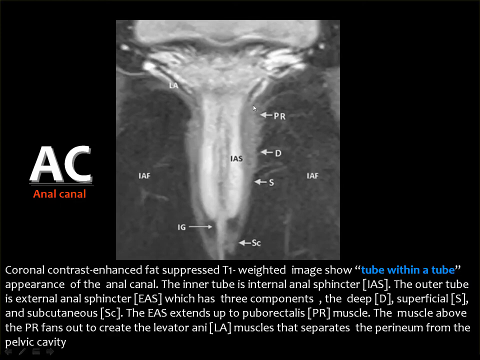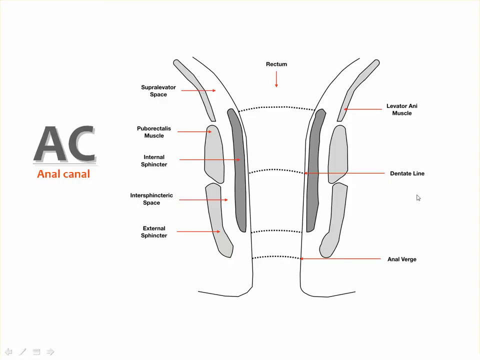And above you got the puborectalis, and above the puborectalis you got the levator ani muscle. The external sphincter is composed of three parts: the deep part, the superficial part, and the subcutaneous part. Once more, this is the anatomy of the anal canal.